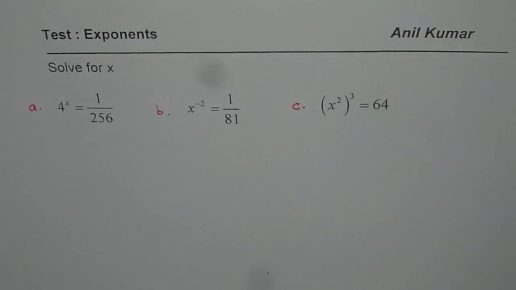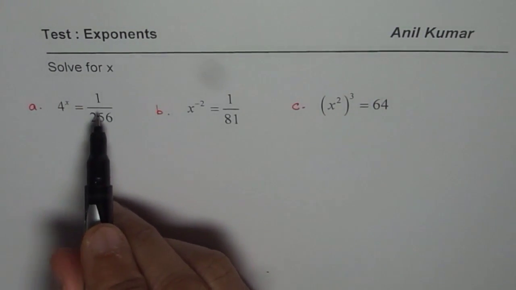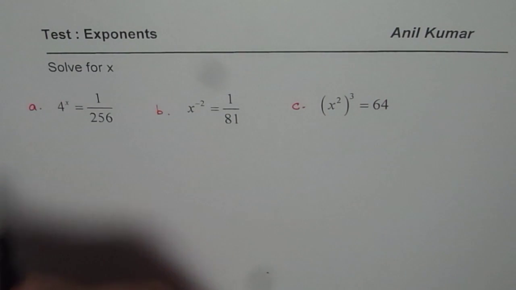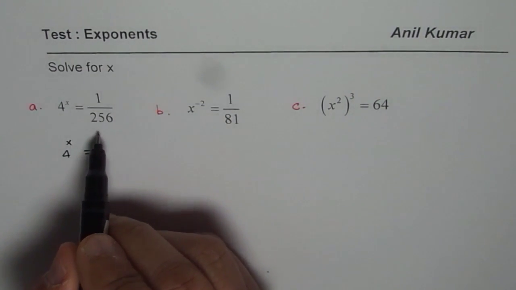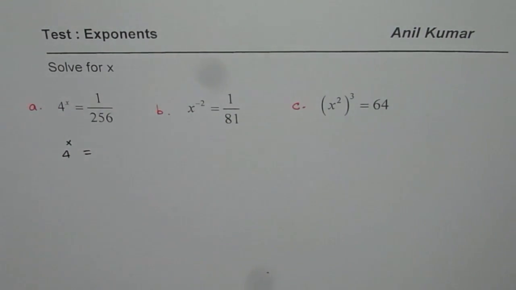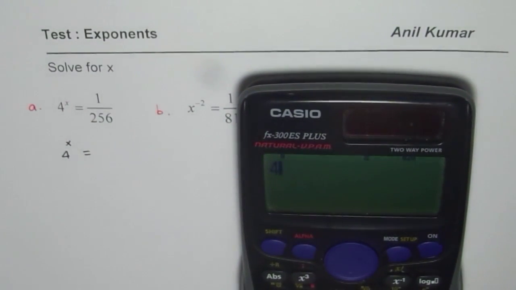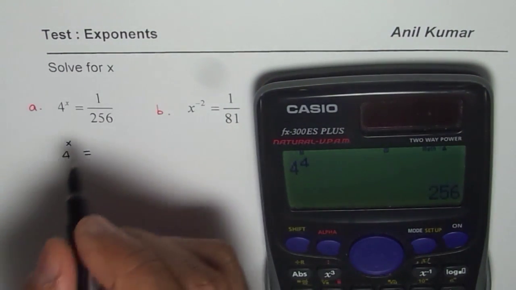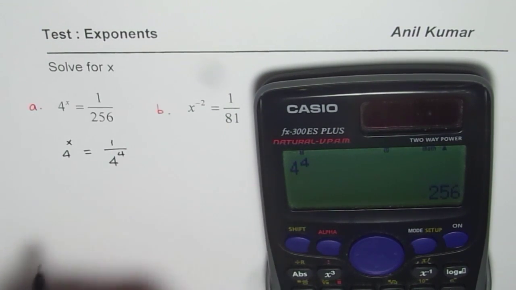You can pause the video, answer these questions, and then look into my suggestion. The idea here is to write the numbers with the same base, right? So the first one, we could write this as 4 to the power of x equals, we have to figure out 1 over 256 could be written as 4 to the power of what? If you really don't know, you can do trial and error. 4 to the power of 4 is 256. So I could write 256 as 4 to the power of 4, right?